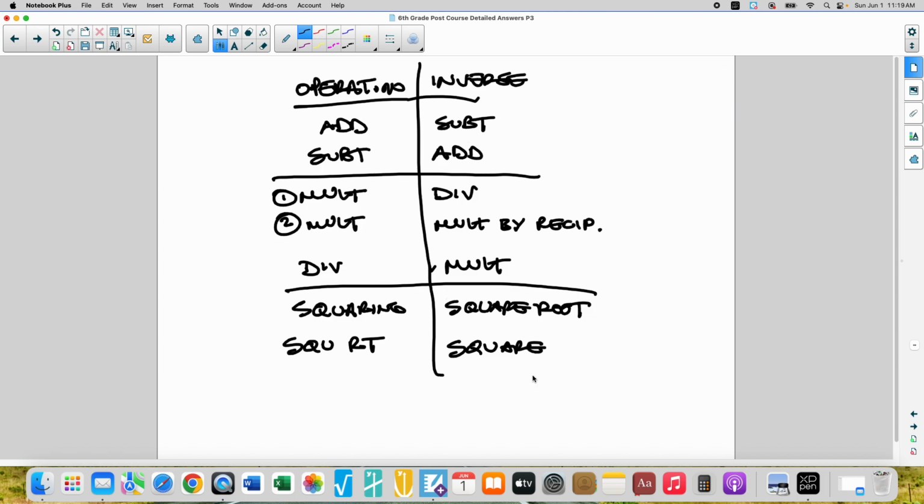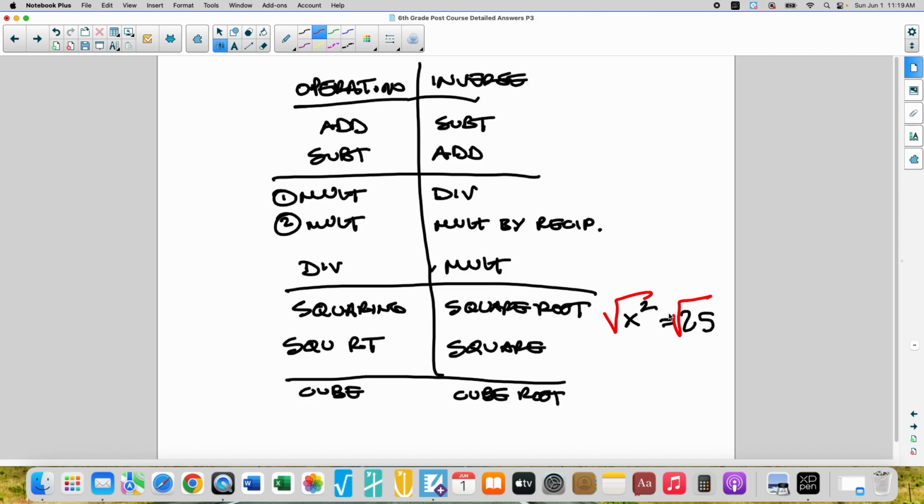By the way, if you want to know that one, let's do this. What would the inverse of cubing be? Cube root, yes. And the example is, if you have x squared equals 25, how do you isolate the variable? You would take the square root. And whenever you do that, you also have to introduce a plus minus.